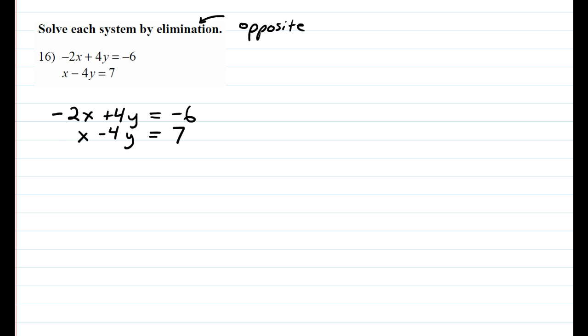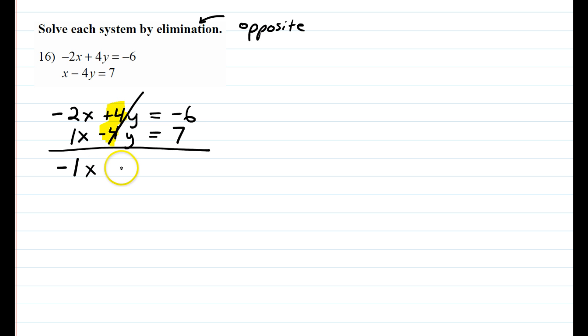And so right now, negative 2 and 1 are not opposites, but you see the 4 minus 4. So those are opposites. When you have opposites, you can add the two equations together. So this goes away, and so now negative 2 plus 1. So whenever you have different signs, you're going to end up subtracting. Take the sign of the bigger, what you have more. So I have more negative, so I know it's going to be negative. And so this is just 2 minus 1 is 1x.